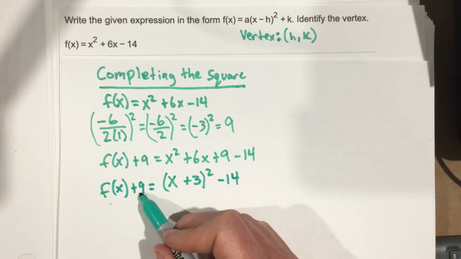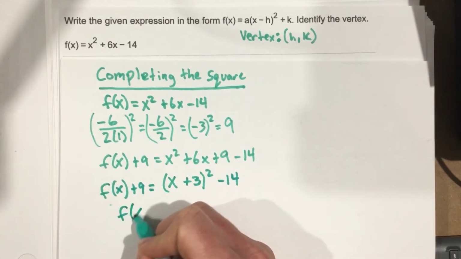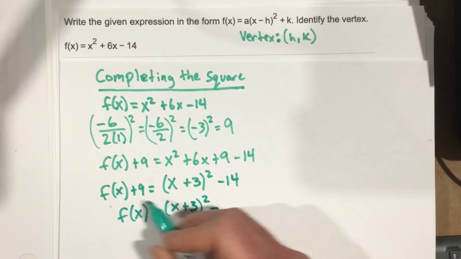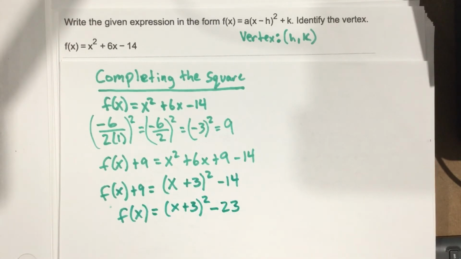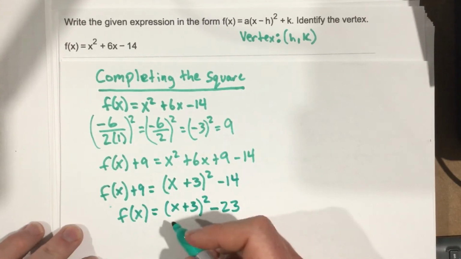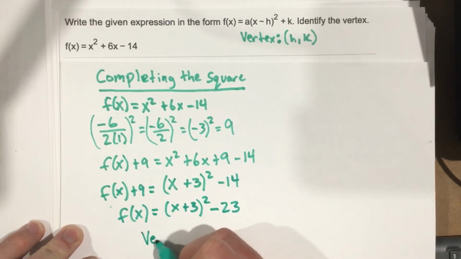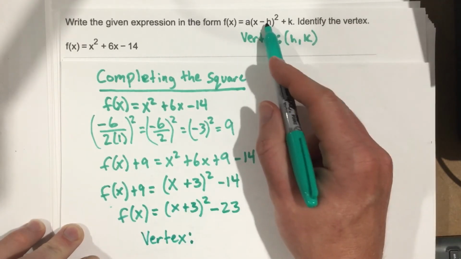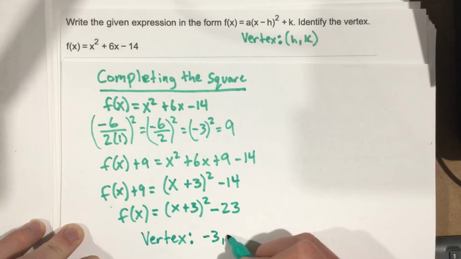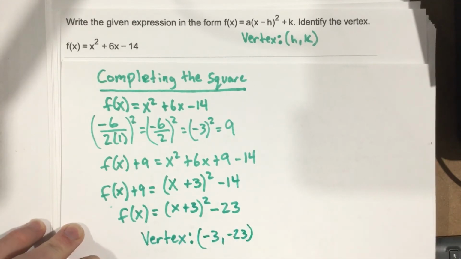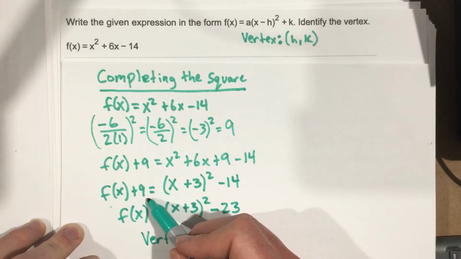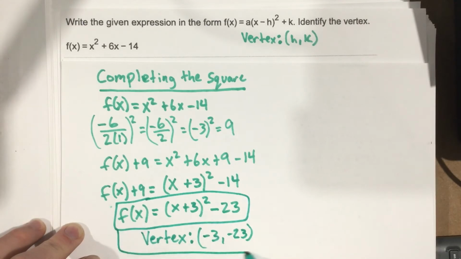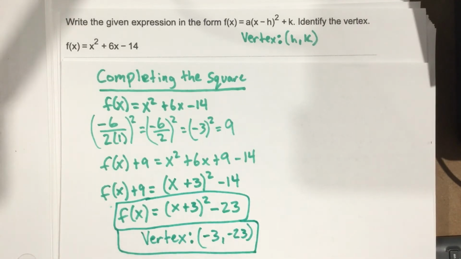The last step you do is take the 9 and subtract it over, and you get f of x equals (x plus 3) squared minus, subtracting the 9 over, 23. So the vertex here is the opposite of this number because of the negative h. So that's (negative 3, negative 23). So we have it in vertex form, which they ask us to do, and we have the vertex, which is the second thing they asked us to do. We've solved the problem. This is one way to solve the problem.